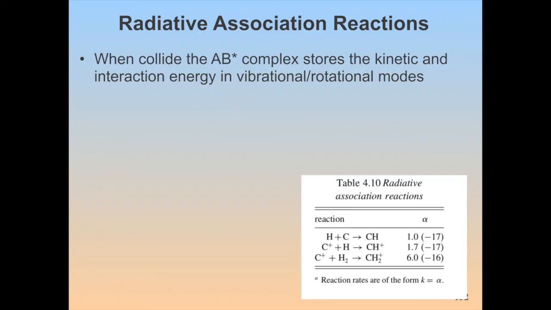Okay, so as for understanding some of these numbers, when they collide, your AB complex is basically going to store the kinetic energy and the interaction energy in the vibrational and rotational modes. So you have your molecule forming there, and it's going to start rotating and vibrating. While the energy is dispersed evenly between these different modes, your molecule is going to be fairly stable. But eventually, as the energy moves between those different modes, it's all going to end up in one mode, and when it does that, the molecule breaks apart.